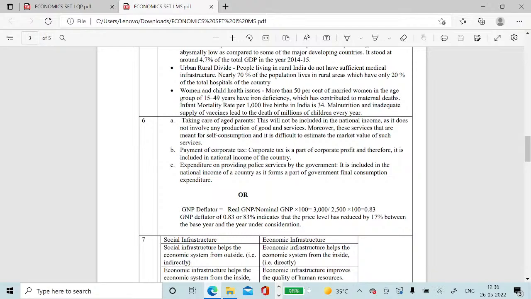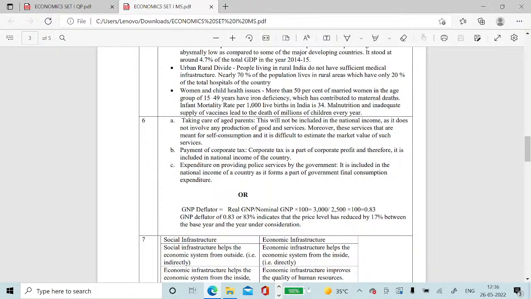B. Payment of corporate tax. Corporate tax is a part of corporate profit and therefore it is included in the national income of the country. C. Expenditure on providing police services by the government. It is included in the national income of a country as it forms a part of government final consumption expenditure.